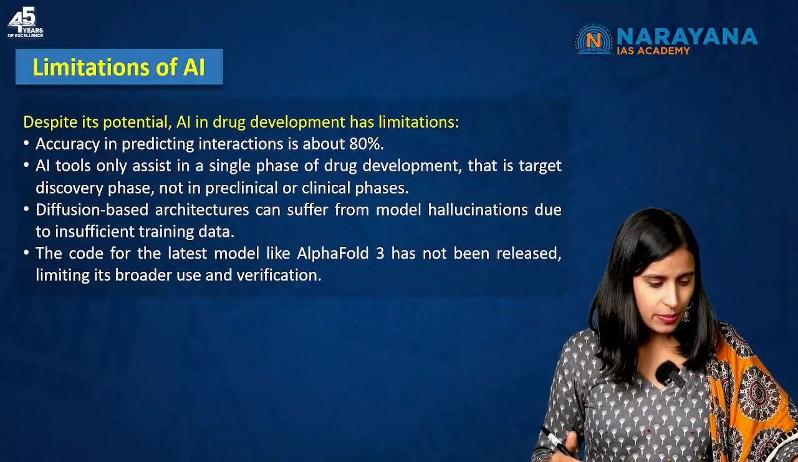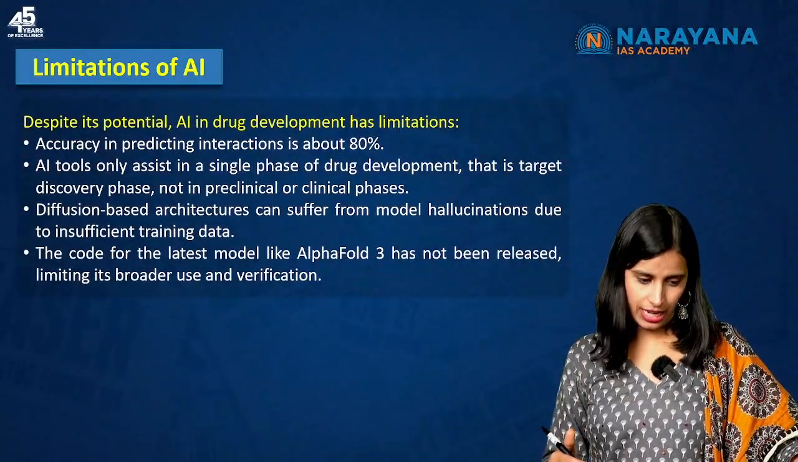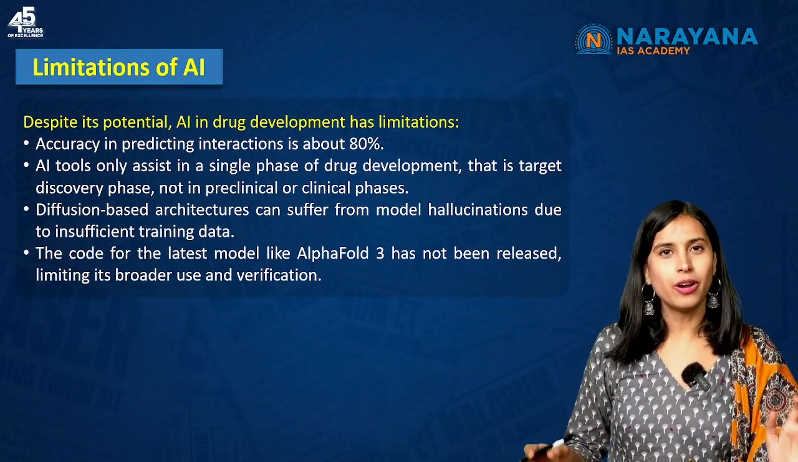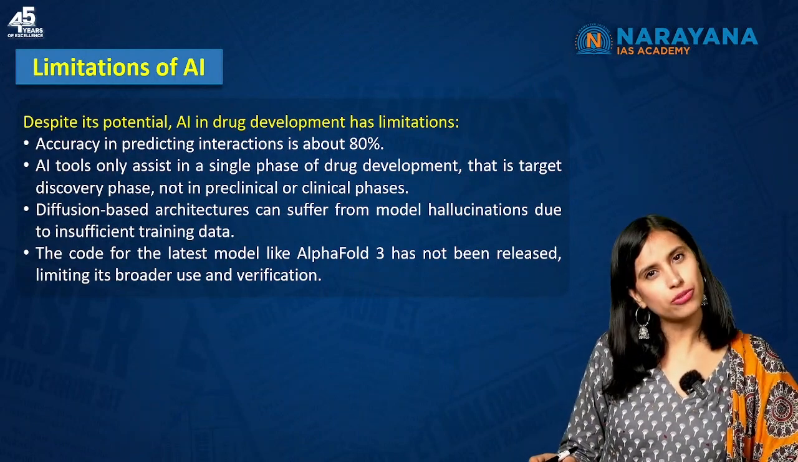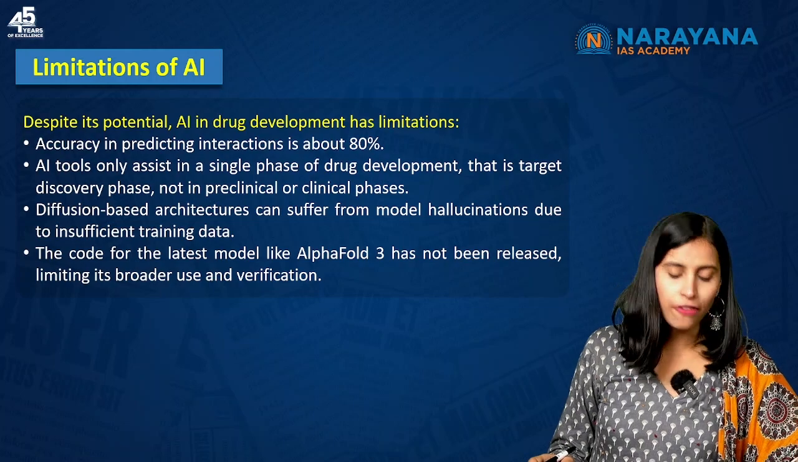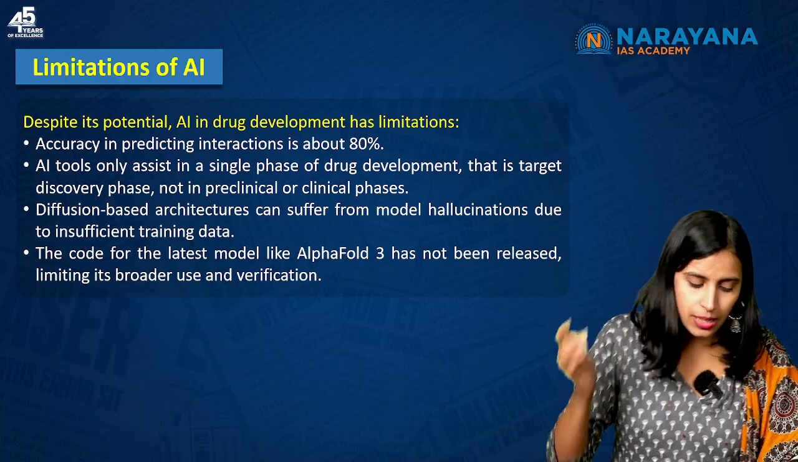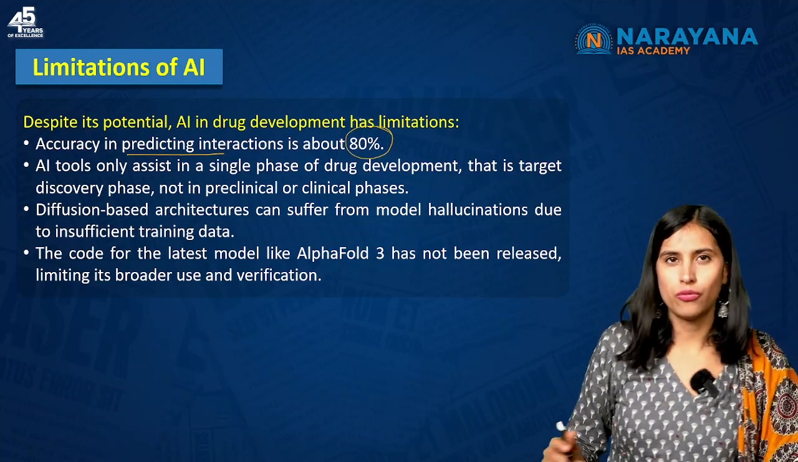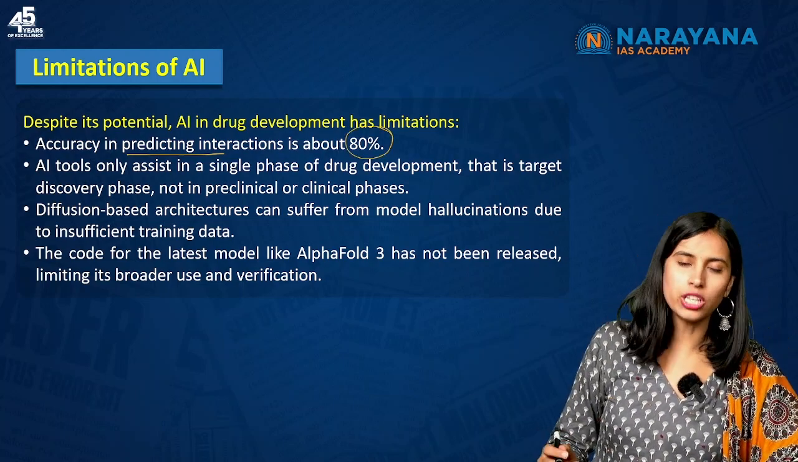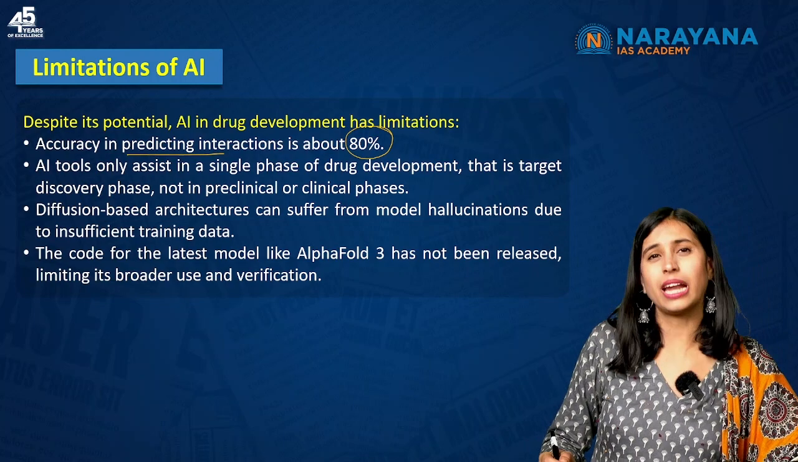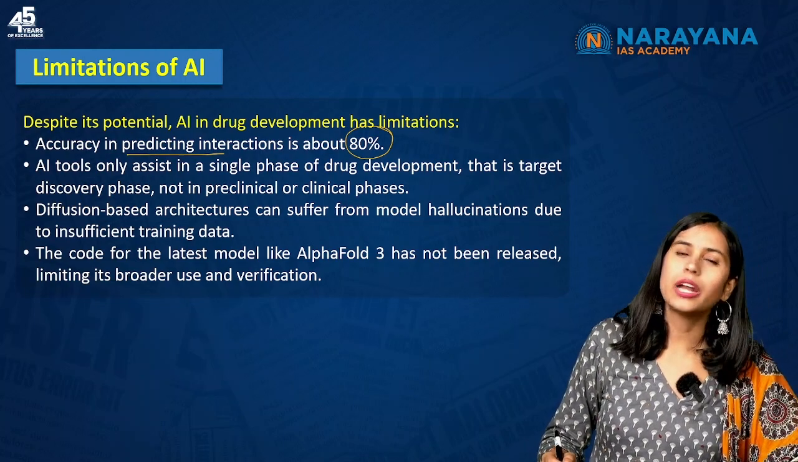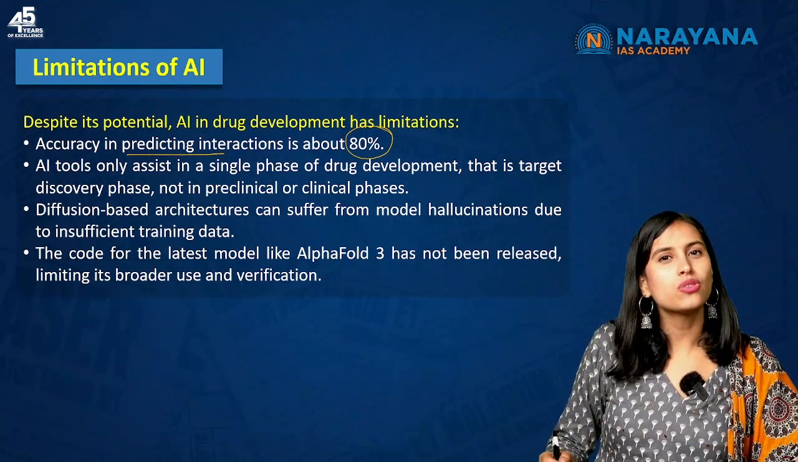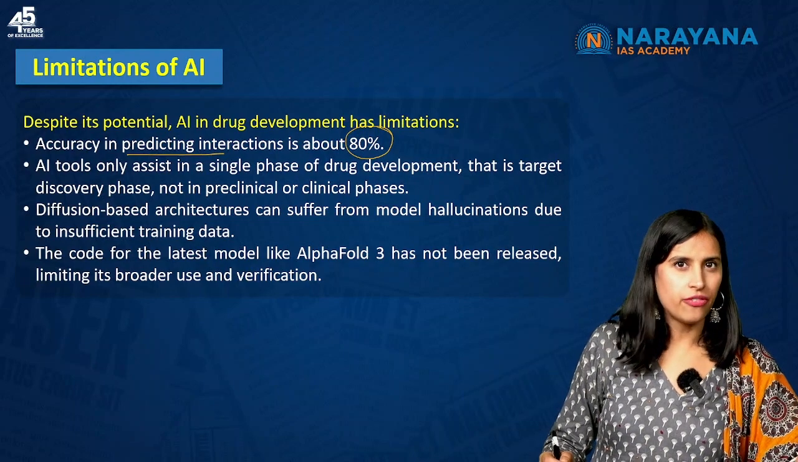Moving on to the next aspect, that is the limitations of AI. Okay, we're talking about AI having huge potential, but it comes with its own set of limitations as well. The first limitation is the accuracy in predicting interaction, which is only 80% right now. Being a technology, we're expecting at least 90% or 95% accuracy by which drugs are introduced in society. So the accuracy is only 80%. That is the first concern.